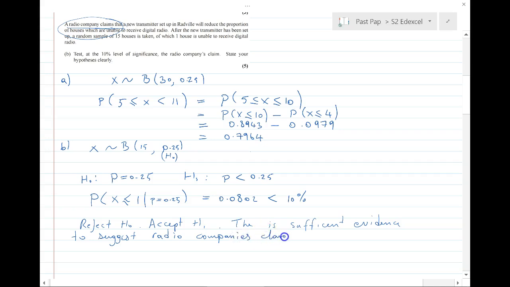Claim is true. Now that's probably enough. I'm looking at a mark scheme. That actually sometimes gets the marks in itself. I think they normally give that as an alternative, but I'm going to use both just in case.